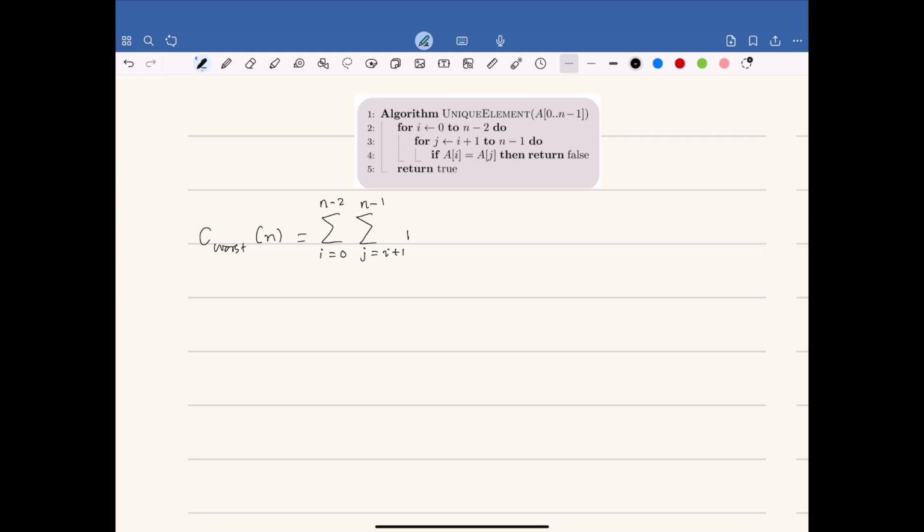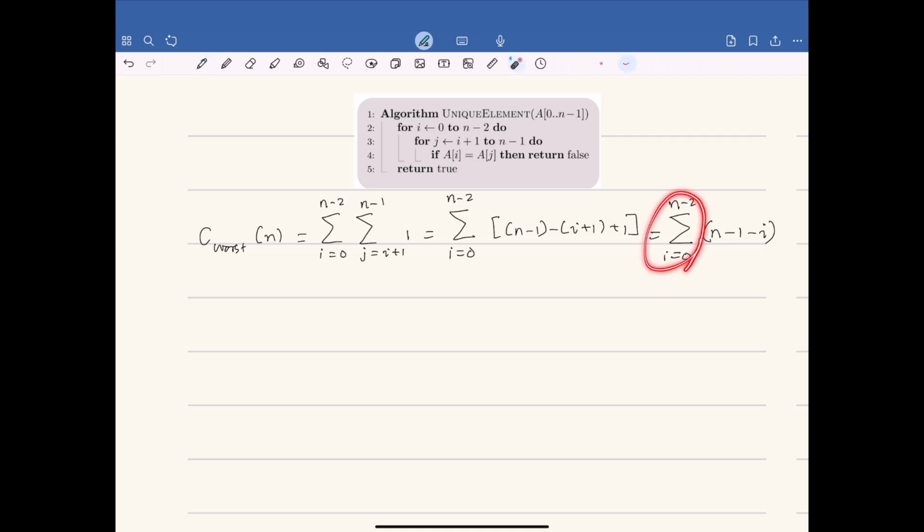The evaluation of these two nested summations is equal to summation i equals 0 up to n minus 2. Now for the inner summation, we have 1 inside the summation. To evaluate it, we take the last value minus the first value plus 1. So the last value is n minus 1, minus the first value, which is i plus 1, plus 1. Now minus 1 plus 1 is equal to 0. So this is equal to summation i goes from 0 up to n minus 2 of n minus 1 minus i.